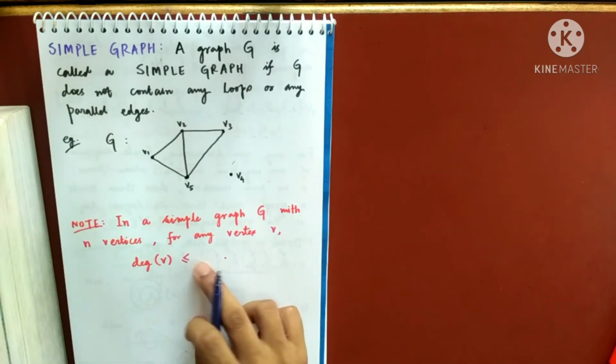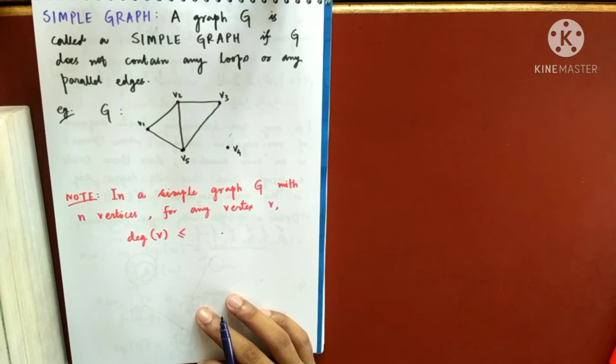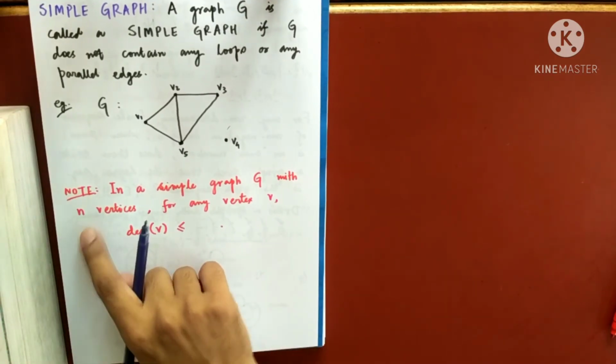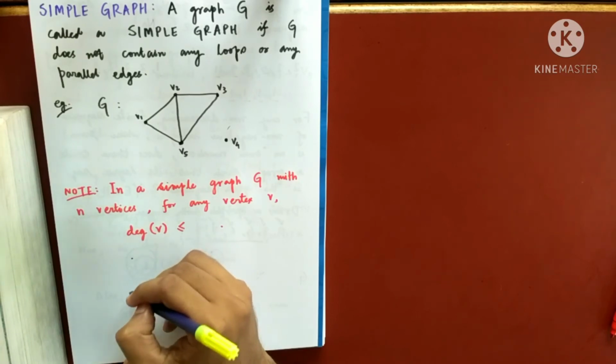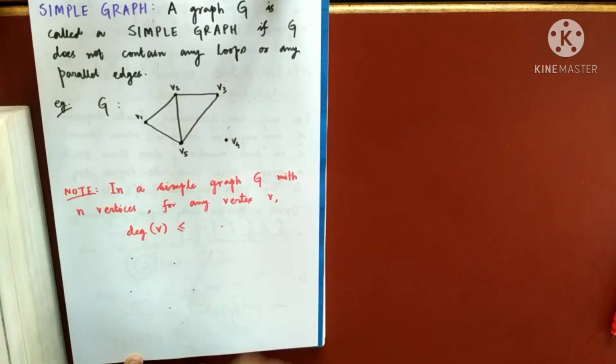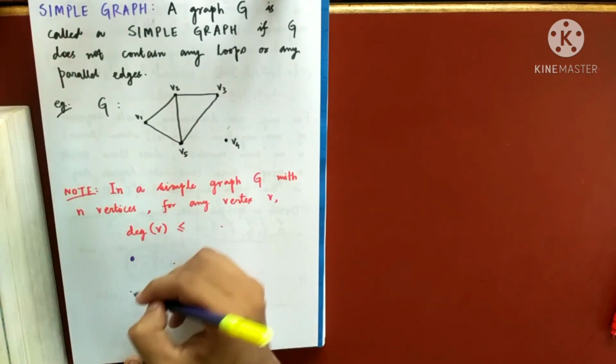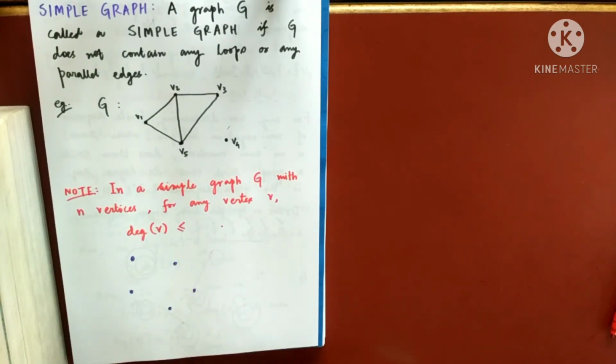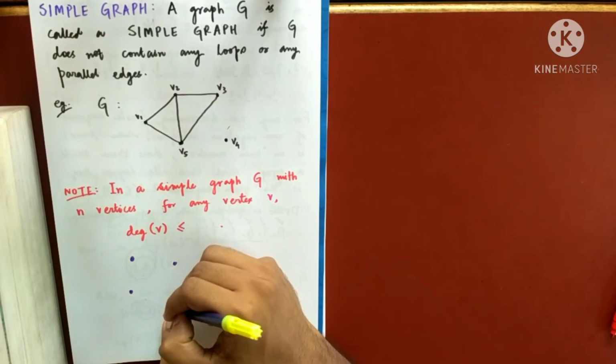This will be bounded by some number. What will that be? Think. A simple graph is something which has no loops or parallel edges. Let me tell you why. So, just try to draw a graph. Suppose I am taking n to be 5. So 1, 2, 3, 4, 5. These are my 5 vertices. Choose any vertex. Suppose I am choosing this vertex.